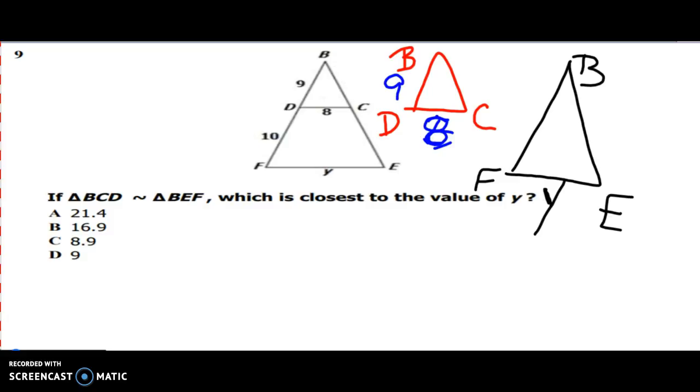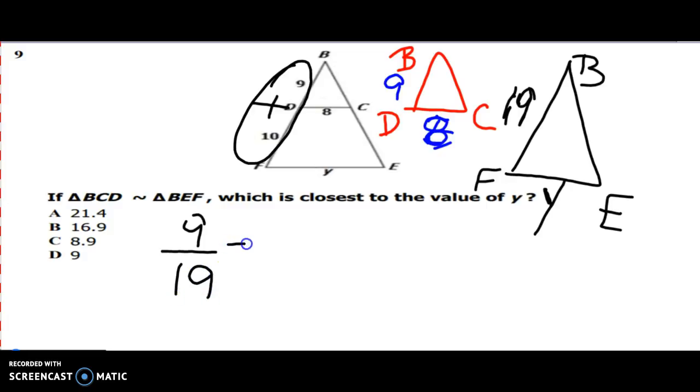And the other thing that we know, both of these measures here, so we've got to figure out the total length from B to F. So we will need to add those, and that's going to give us 19. So when we set these two things up, we're going to compare 9 to 19, little triangle to big triangle, is equal to 8 over Y.